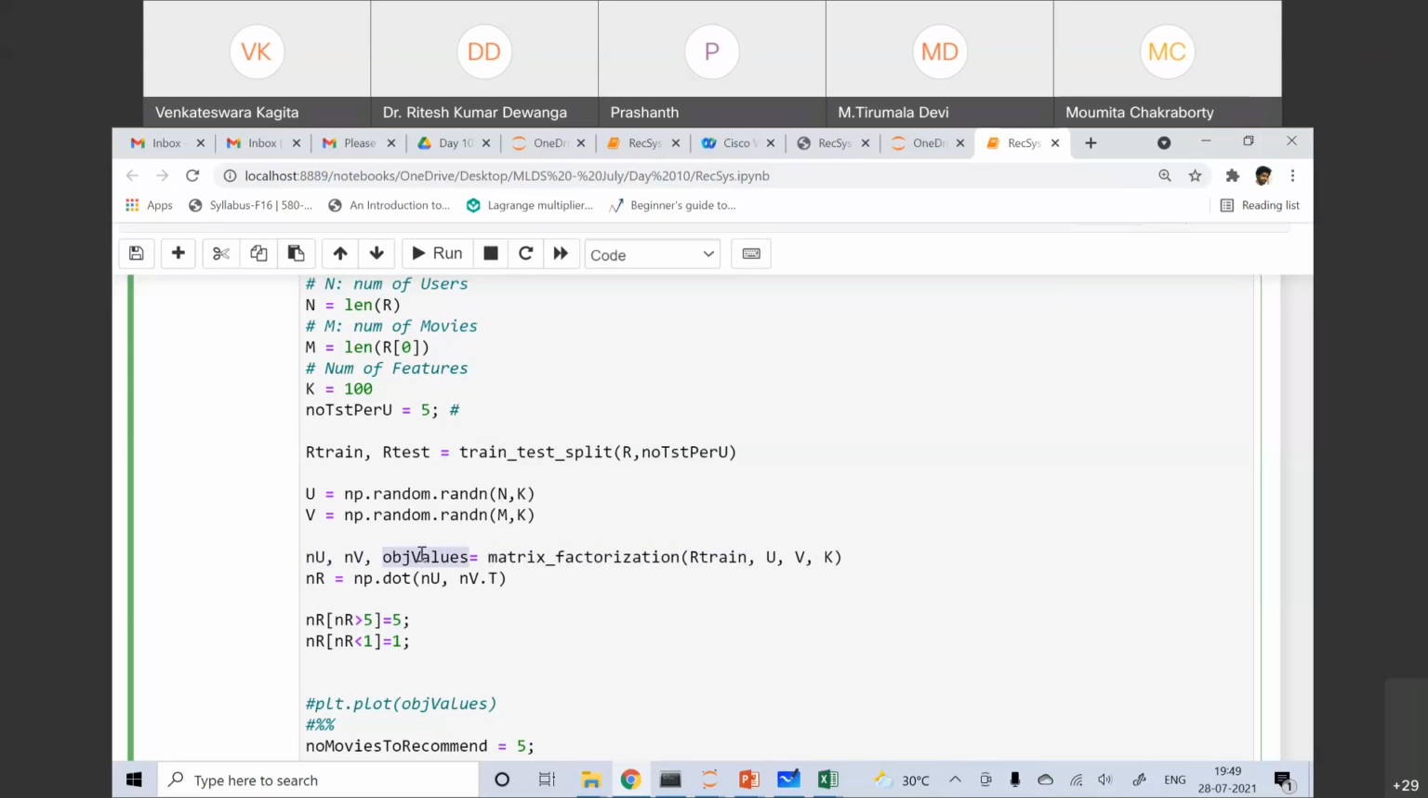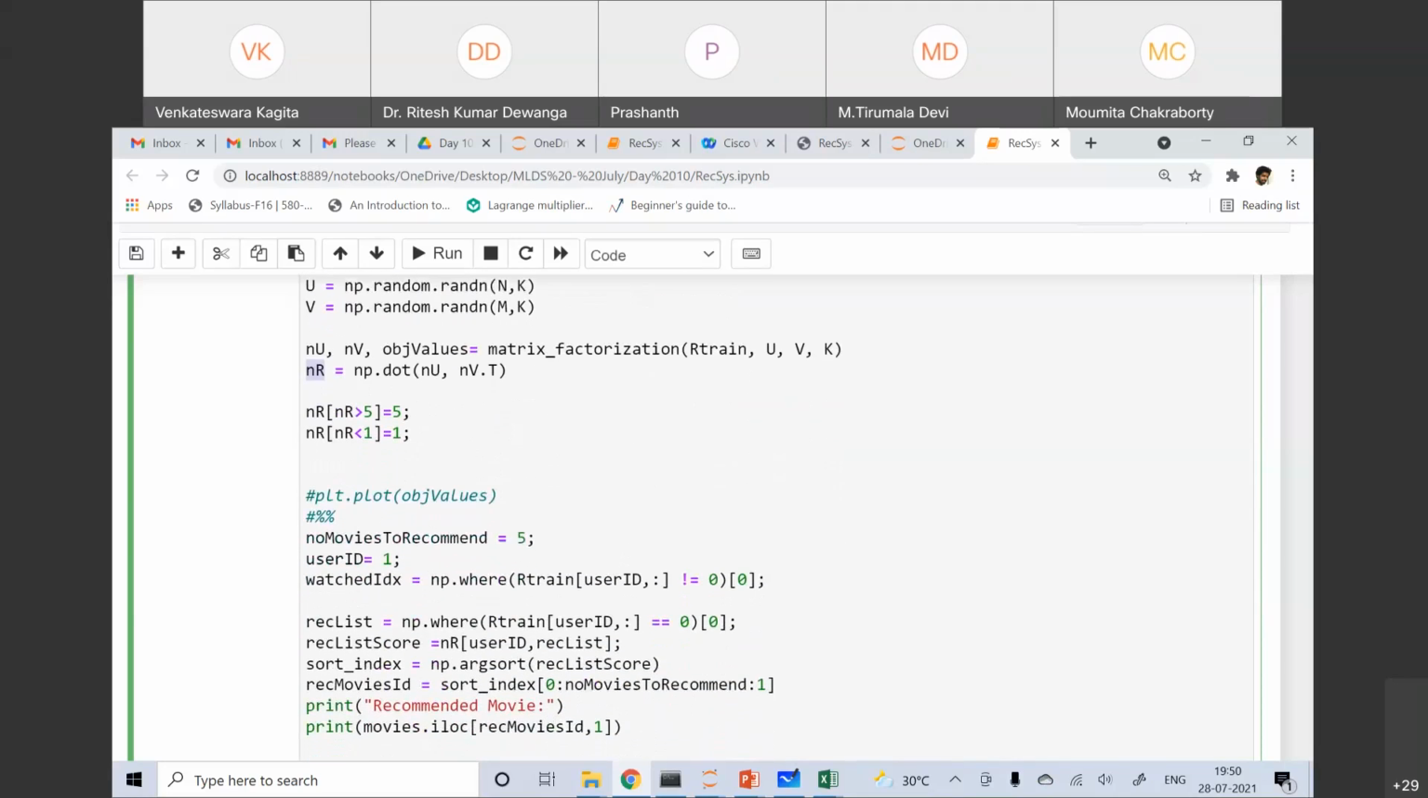So now if you multiply this optimal U with optimal V transpose, you will get the predicted rating matrix. So this is the predicted rating matrix. Once you get that, if any of the entries is greater than 5, you make it 5, because our rating information is between 1 and 5. If any rating is less than 1, you make it 1. That way you scale these ratings.